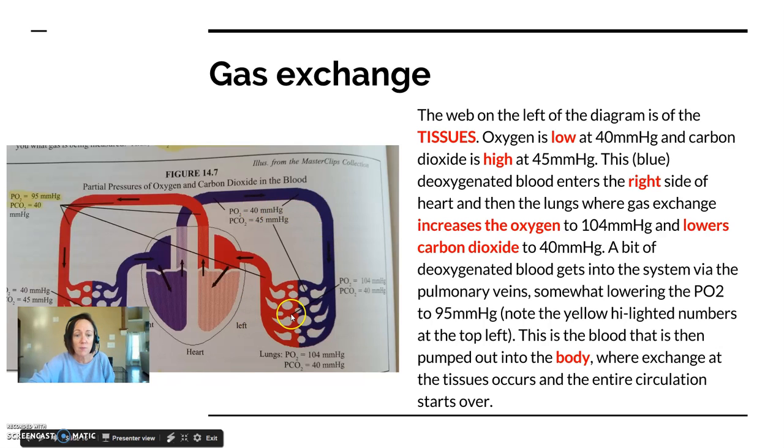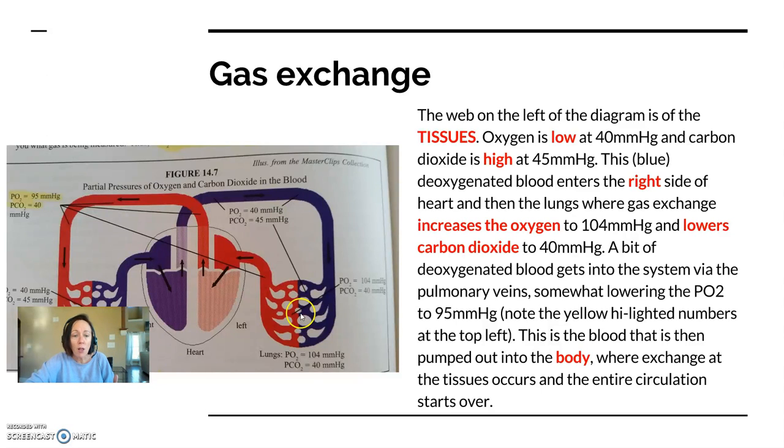This is here. So the lungs are where the gas exchange increases the amount of oxygen. So you're breathing in oxygen, so it goes from out here in the atmosphere, where a high percentage of oxygen moves into your tissues or into your bloodstream. So it increases oxygen to 104 and lowers the carbon dioxide as you breathe out. So a little bit of this deoxygenated blood from your lungs gets mixed into the system.